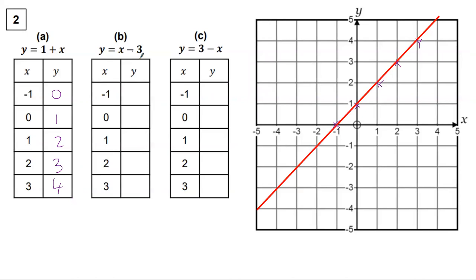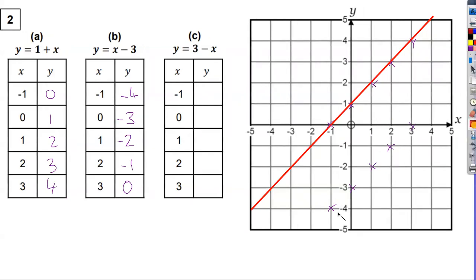Whatever the x coordinate is, take away 3. So -1, imagine that, take away 3, you end up on -4. Take away 3 is -3, take away 3 is -2. Okay, so -1, -4, 0, -3, 1, -2. There's probably too many of these questions in there. 3, 0, and then a line through them.